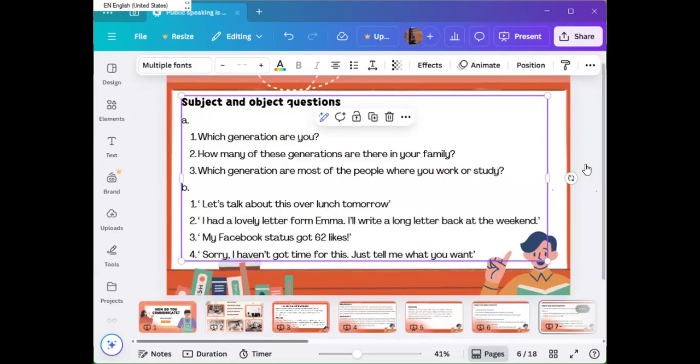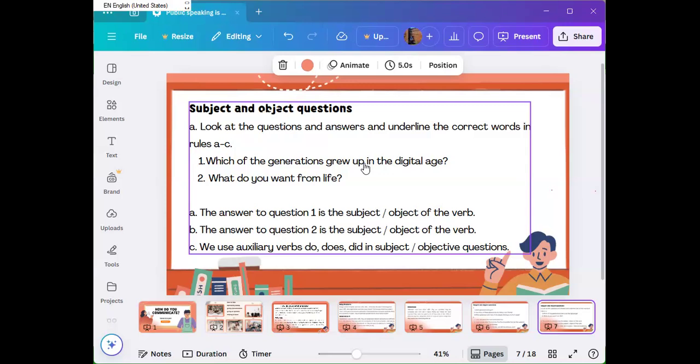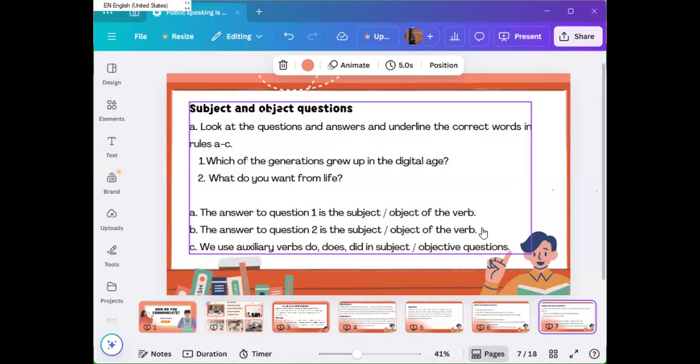Okay, so here is subject or object question. Please remember your answer if you are reading the question. Look at the question and answer and underline the correct word in the rule A to C. Here is some kind of multiple choice. Number one, which of the generation grew up in a digital age?